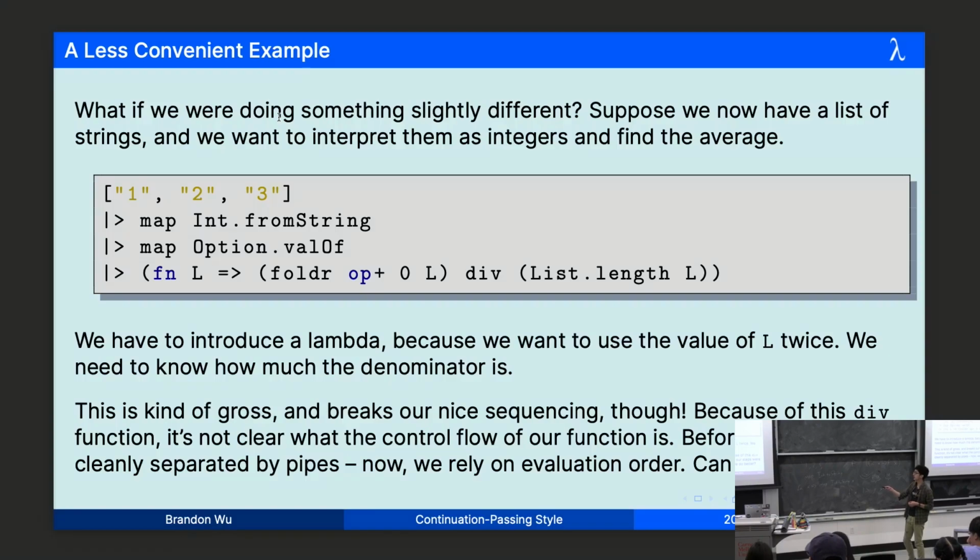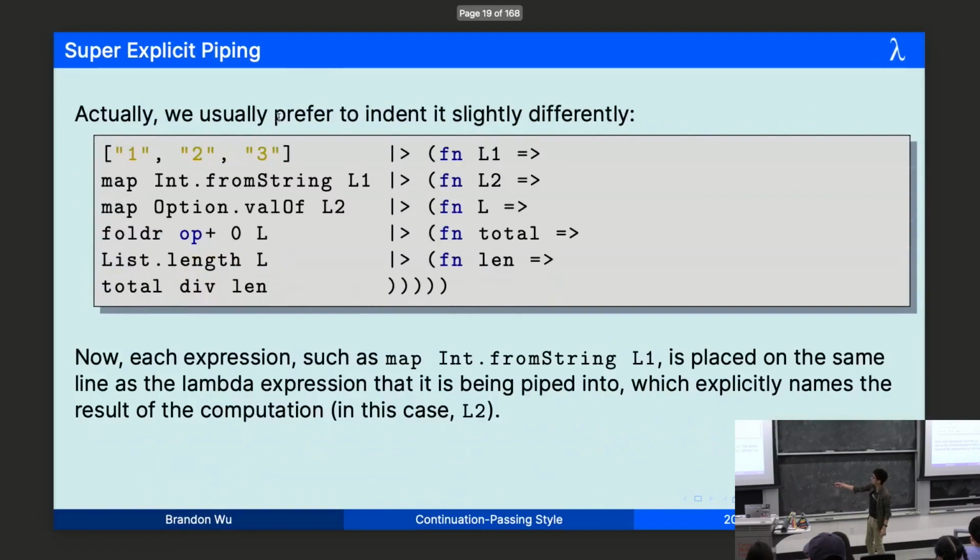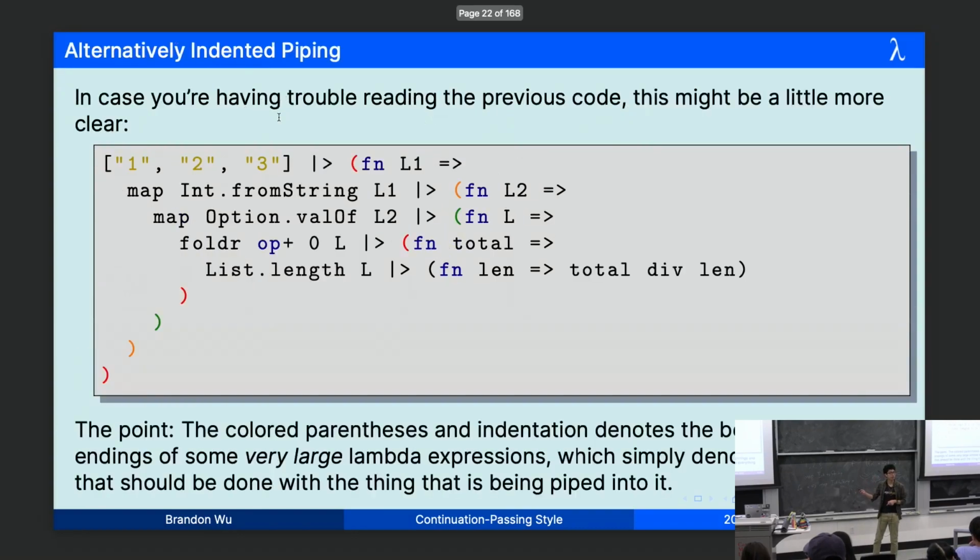Essentially, you can think of it as these pipes left associate. It's like parens, pipe map int.from string, pipe map to option.valOf, parens. But here, actually, what I've done is I've right associated it. It doesn't actually matter, but I have, I think, for readability purposes. This makes it easier to read. Good point, but we're going to move on. So this is just a very large lambda expression, a very large sequence of operations.